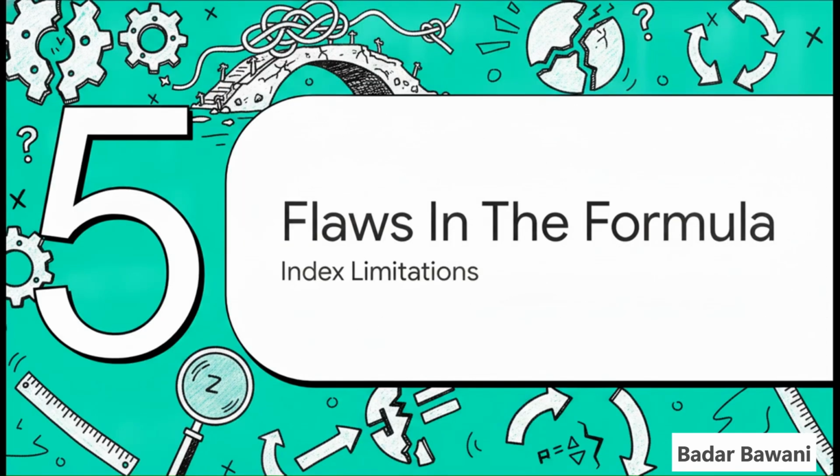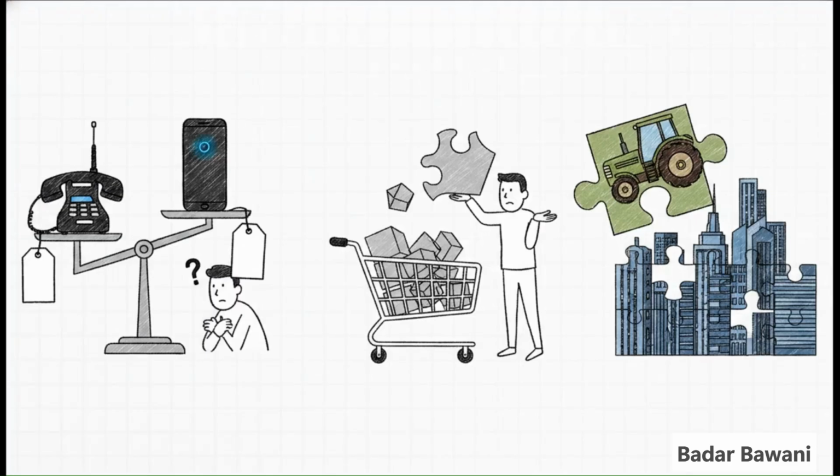Section 5. Flaws in the formula. Now, as indispensable as they are, we have to admit, index numbers are definitely not flawless. For one, they often totally ignore qualitative changes. Let's say a smartphone is more expensive this year than it was 3 years ago. A simple price index just registers that as a price hike. It completely ignores the fact that the new phone has a vastly superior camera and a way faster processor. I mean, a better quality product naturally costs more to produce.